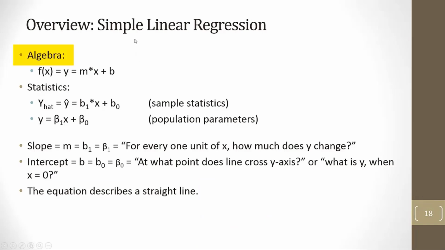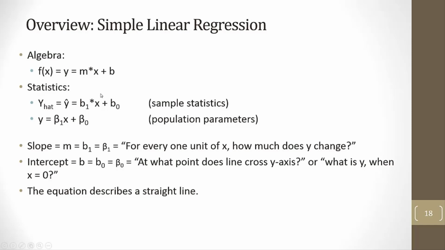Now, in algebra, you may have seen y equals mx plus b. Y, that's the value we're trying to predict. X, that's the value we throw into this equation, the independent variable that will predict the dependent or predicted variable. The m is the slope. The b is the y-intercept.